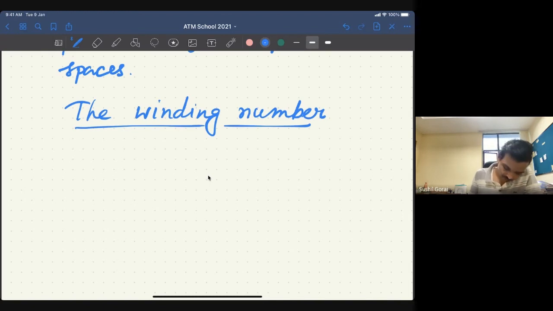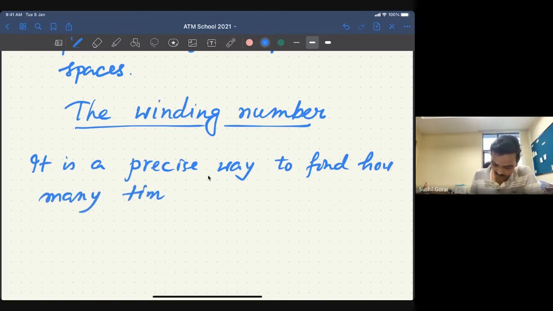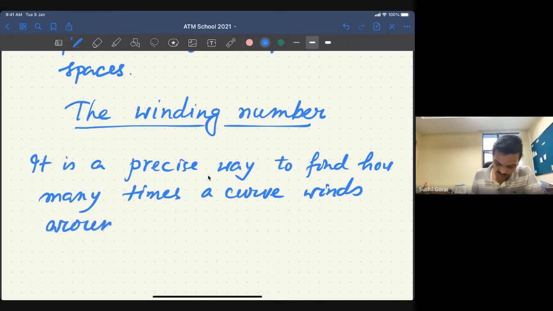So winding number roughly means, so actually winding number is a precise way to find how many times a curve moves or winds around a point.